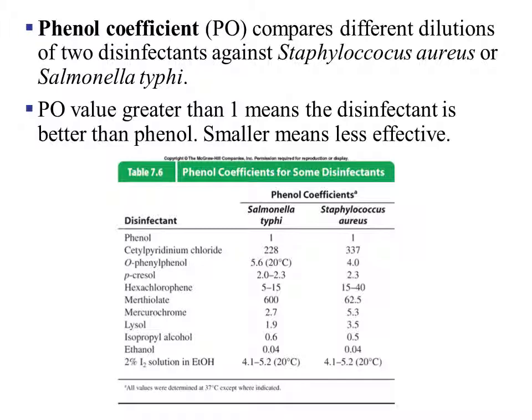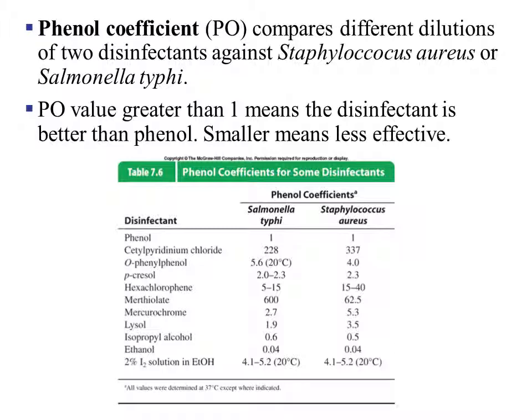The first evaluation procedure we will discuss is the phenol coefficient test. This test compares different dilutions of two disinfectants against two bacteria, one being Staphylococcus aureus and the other one being Salmonella typhi. You're going to take phenol and compare it against, let's say, bleach. Those are two disinfectants. You're trying to see if bleach is stronger than phenol or weaker than phenol.